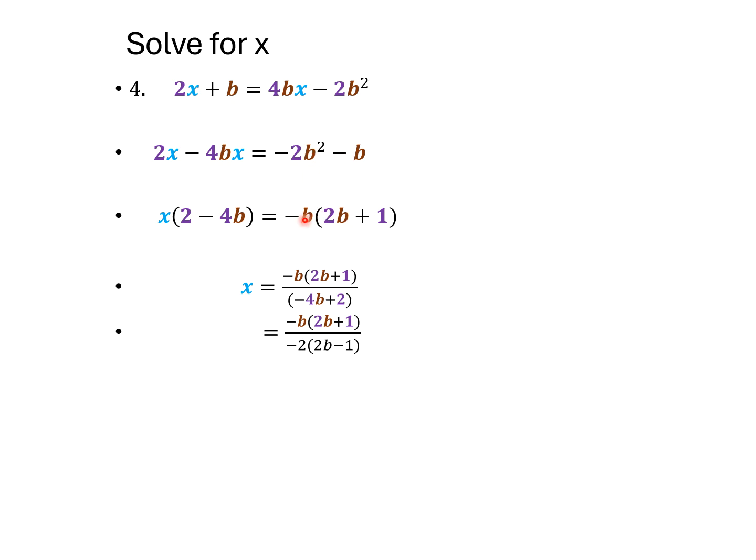Negative b divided by negative b, negative divided by negative is positive. b divided by b is 1. Anything divided by itself always becomes 1. There, now to simplify, alright, I can take it over. Right, that's x times. So to get rid of that multiplication, I have to use division. So that becomes x equals minus b times 2b plus 1 divided by minus 4b plus 2.